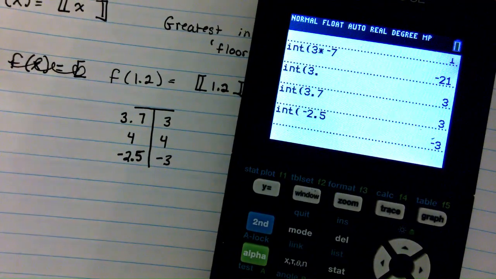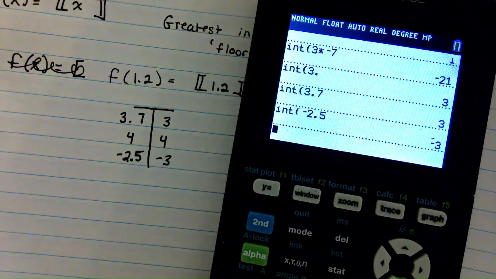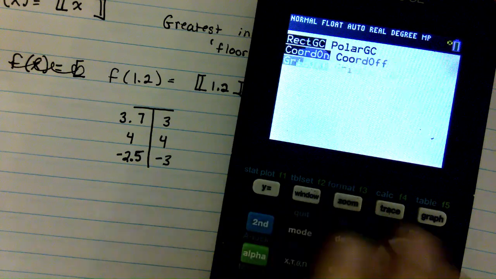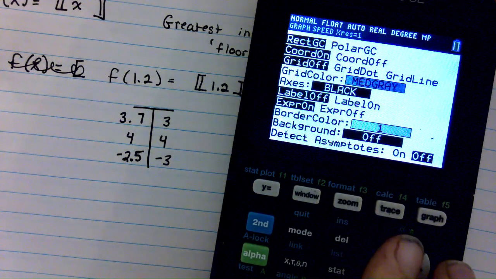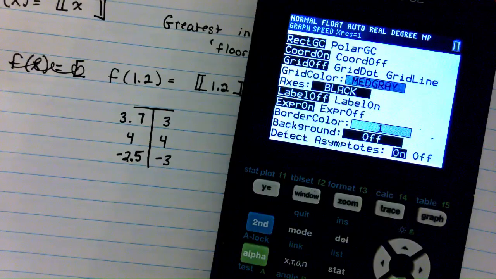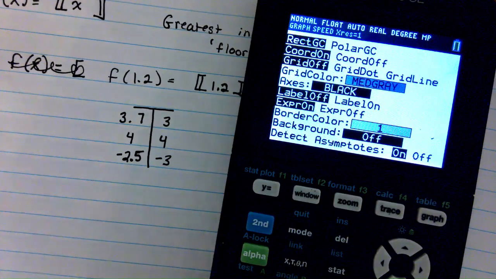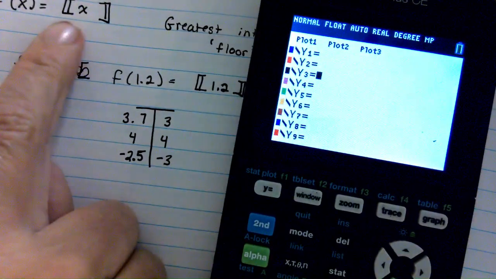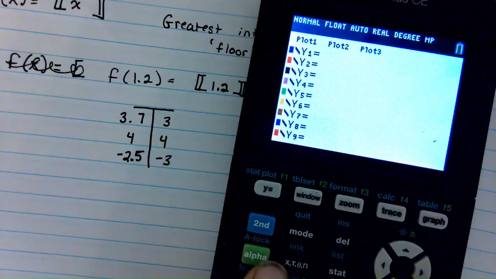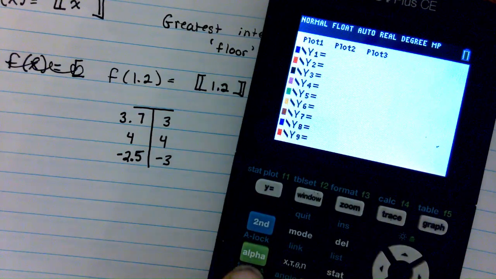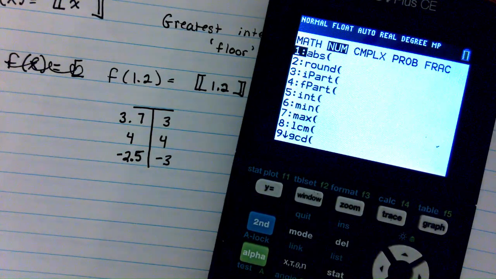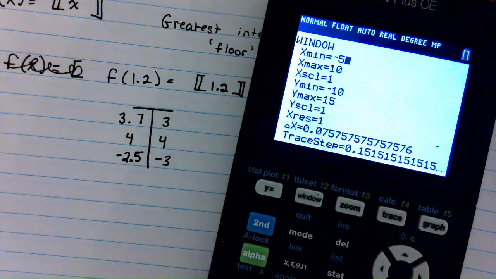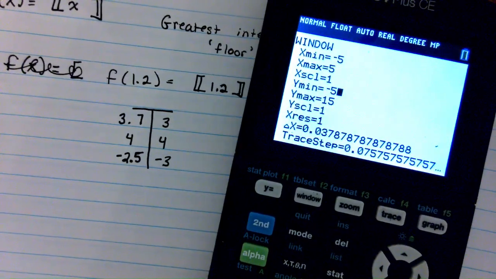So what does this look like when it's graphed? Well, first of all, to make it draw the graph correctly, if you go into your format, you should have asymptote detection turned on. That way asymptotes don't really exist. So if we come in here and we're just going to graph the greatest integer x: math, arrow over, number 5, x. And I'm going to reset my window to negative 5, just so that we can see key features better.